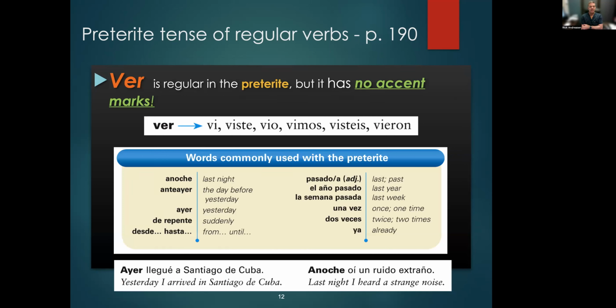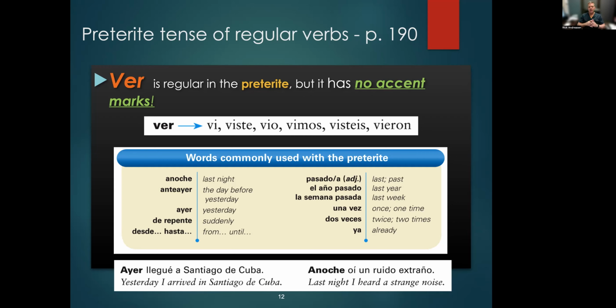Okay, ver, the word that means to see, is regular in the preterite tense, but it has no accent marks. Again, because it's a one-syllable word, it's too short to require any accents. So vi, which means I saw, is pronounced the same way whether it had an accent on it or not. So vi, viste, vio, vimos, visteis, vieron, it's still pronounced the exact same way, but accents are not required for spelling in those conjugations of that verb, ver.